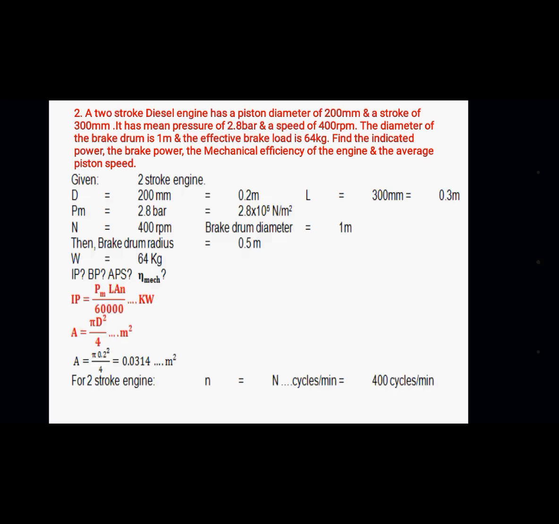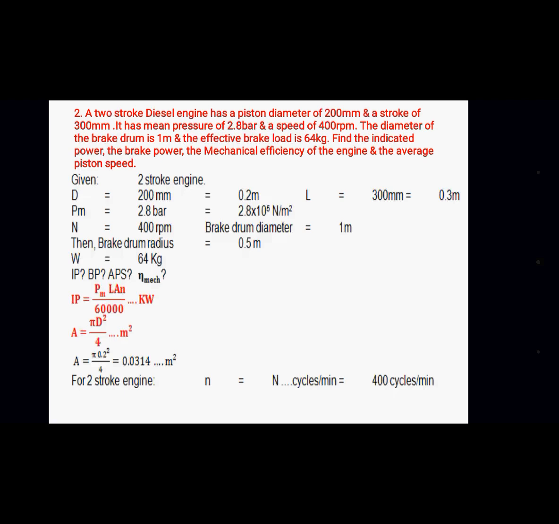Then after that, piston diameter is given. Piston diameter, capital D. The piston diameter and the bore diameter both are the same. The inner diameter of the cylinder, which is called the bore of the cylinder, and the piston diameter are almost the same. So piston diameter, capital D, is 200 mm. Convert that 200 mm into meter, so multiply by 10 power minus 3 or divide by 1000, it will give 0.2 meter.